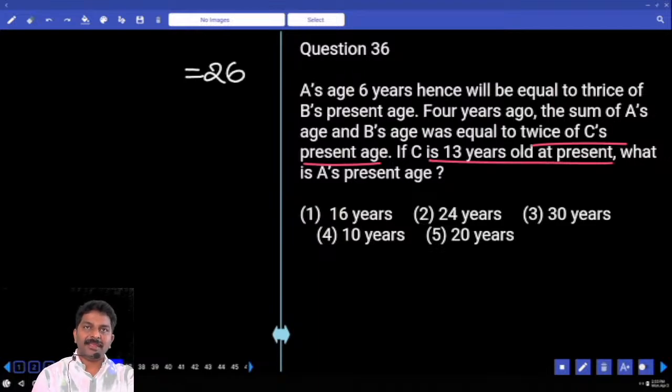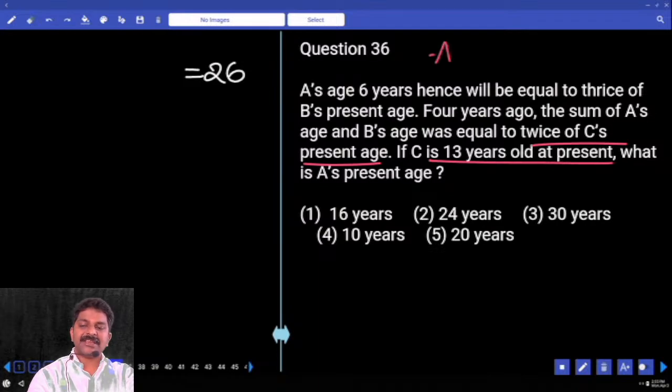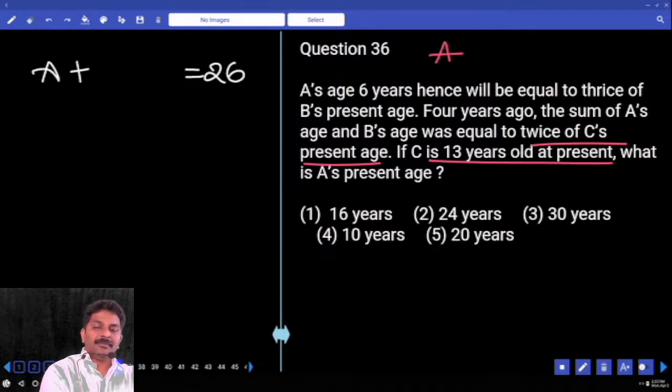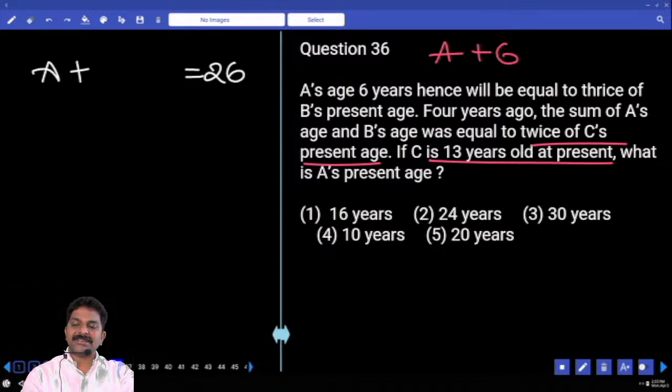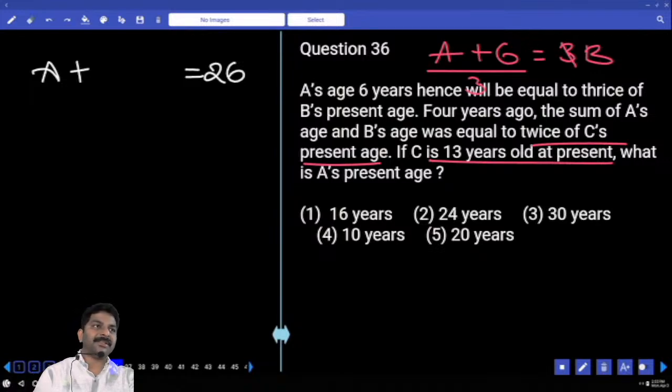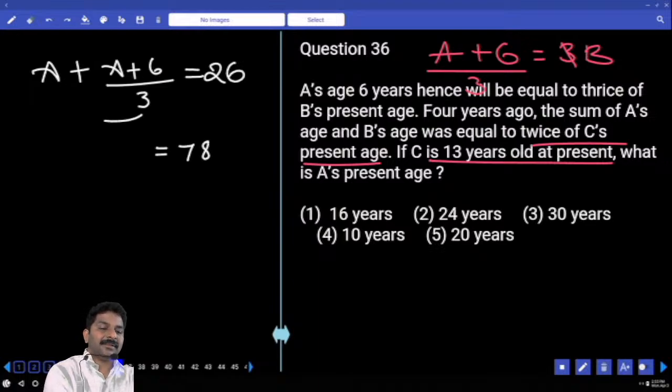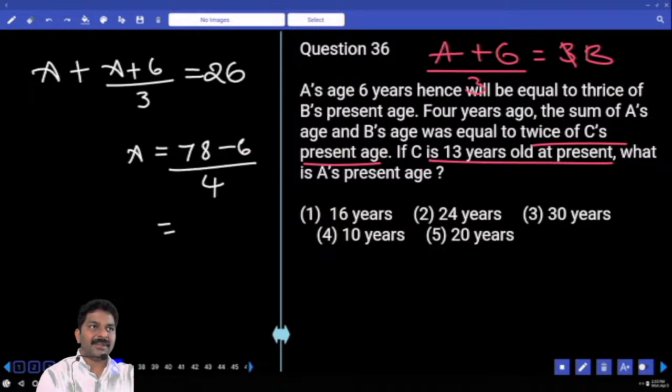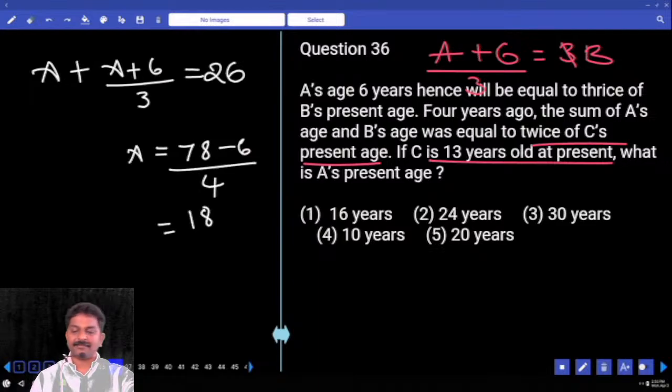Sum of A's age and B's age. Assume A's age as A. Now we know that A plus 6 is equal to 3B. From this, B is equal to (A plus 6) by 3. In place of B, I will write (A plus 6) by 3. That means 26 times 3, 78. 3A plus A, 4A, 6 goes to the other side. Then A is equal to 72 divided by 4. Answer 18.